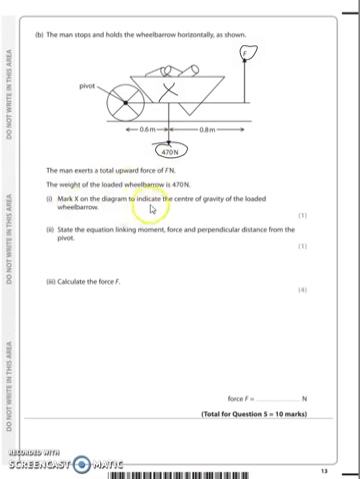Mark X on the diagram to indicate the center of gravity of the loaded wheelbarrow. Well, if this is the weight where the weight is acting, the center of gravity should be somewhere above that line. So it should be in line with the weight arrow and vertically between the tail of the arrow and the top of the wheelbarrow. Somewhere along this line would have been absolutely fine.